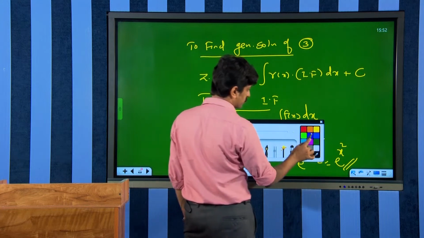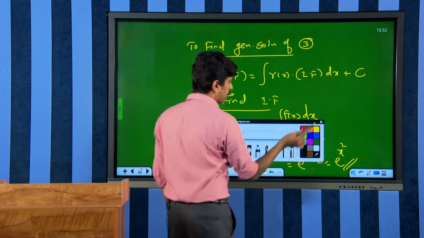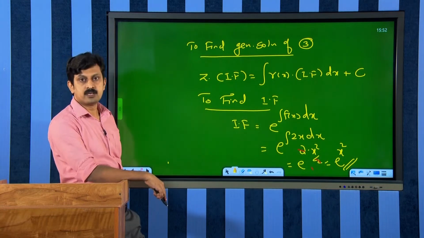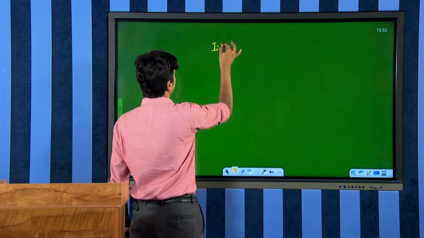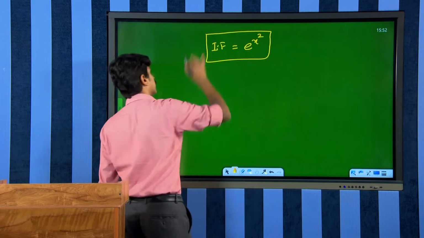We can cancel this 2 and 2. Okay. We found the integrating factor. Therefore, the IF is e raised to x squared. We have IF is equal to e raised to x squared. Fine.